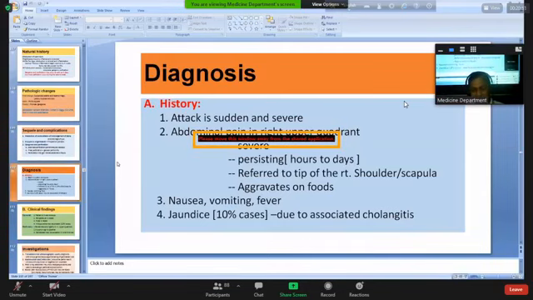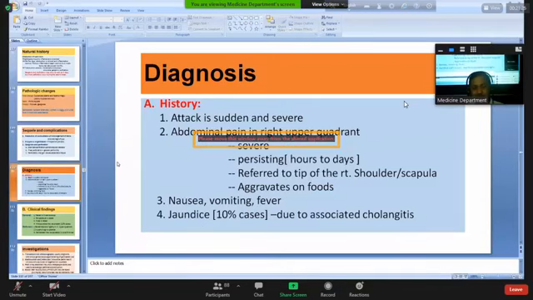Here this jaundice is not due to hepatitis or obstruction of the bile duct. It is mainly due to associated cholangitis. Whenever there is inflammation of the gallbladder, the adjacent bile duct will also become infected, and the mucosal lining will be thick and edematous, and there will be some sort of stasis, and the patient will have cholangitis.